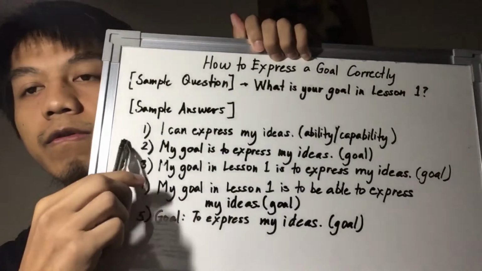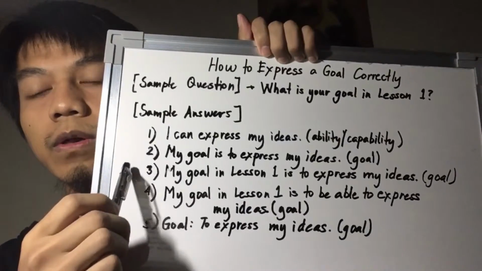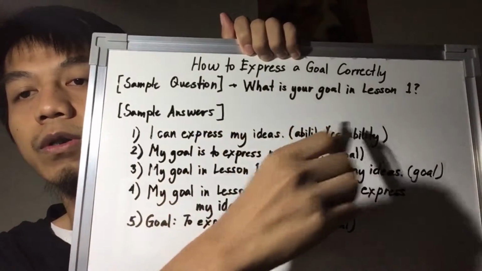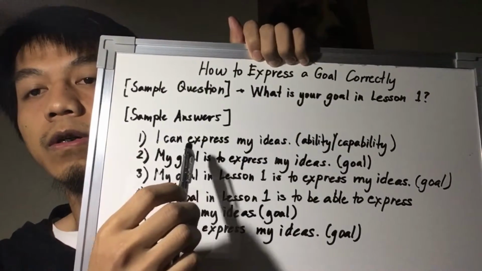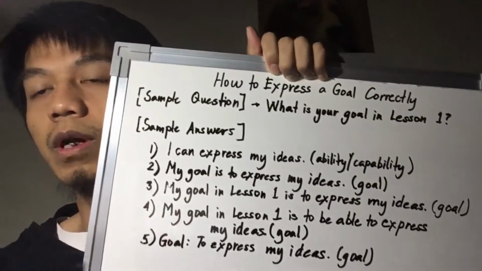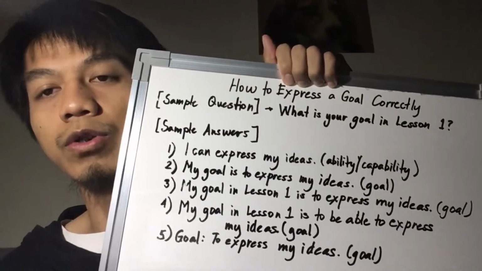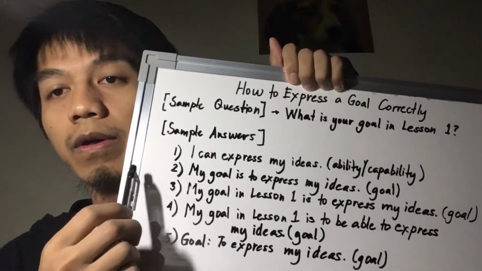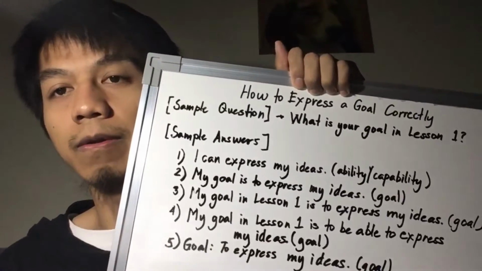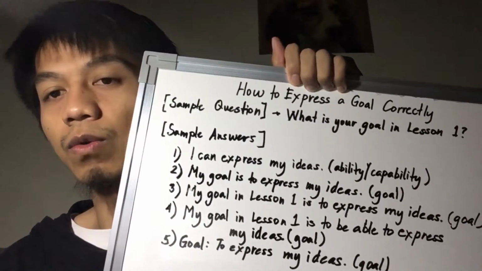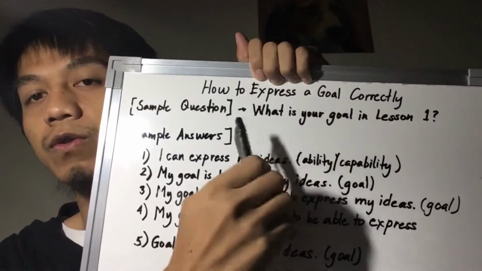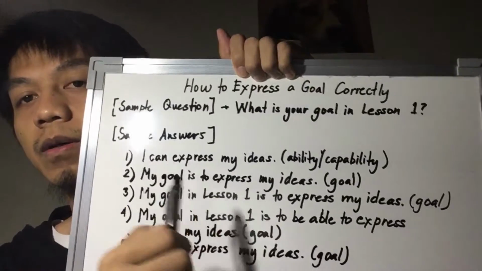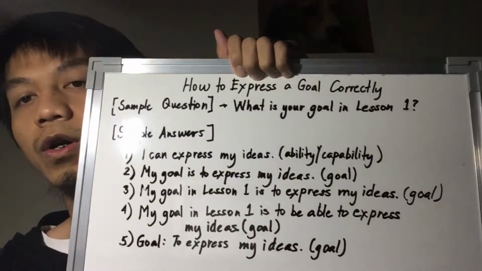It's the same for the sentences. Sentences 2, 3, 4, and 5 answer the first question, but this one doesn't answer the question. However, if someone asked you the question, can you express your ideas? Then you can say, yes, I can express my ideas. It answers that question, but it does not answer this question. This one is grammatically correct, but it does not answer this question.